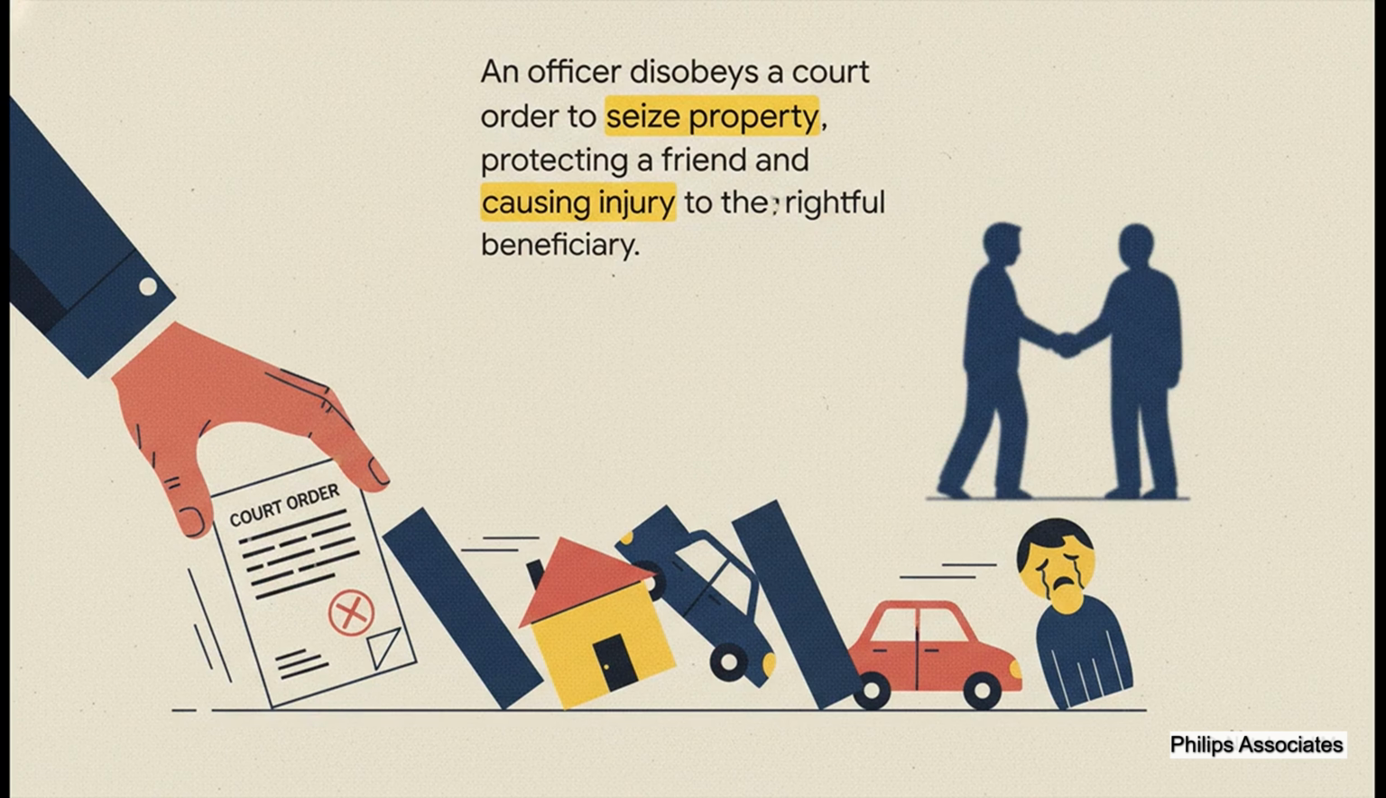So picture this. Our officer gets a court order. He's legally required to seize some property. But his friend is involved, so to protect his buddy, he just ignores the order. He knows that by doing this, the person who's supposed to get the property is going to suffer a financial loss. That single act, right there, is a violation of Section 198. And that's what starts this whole chain reaction.